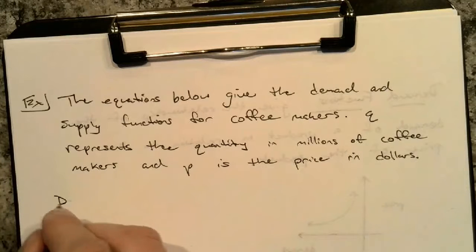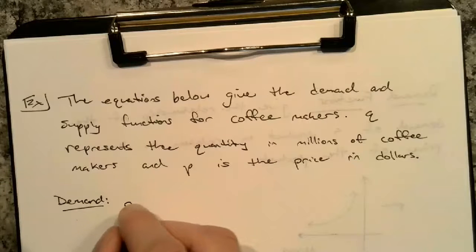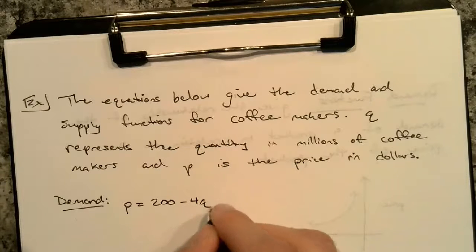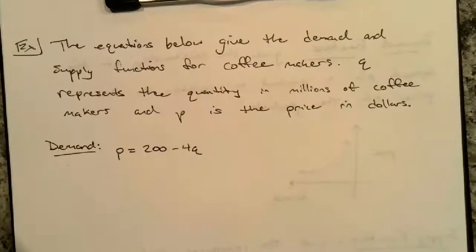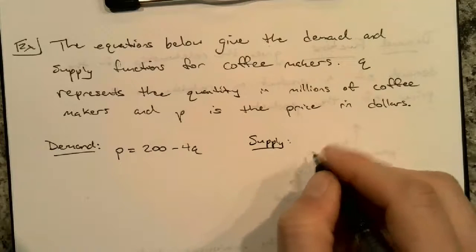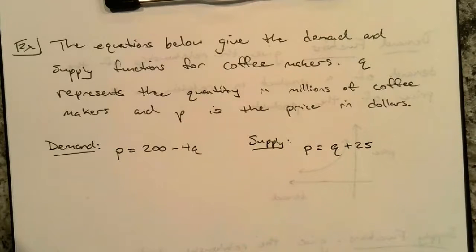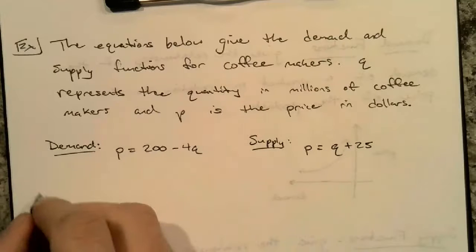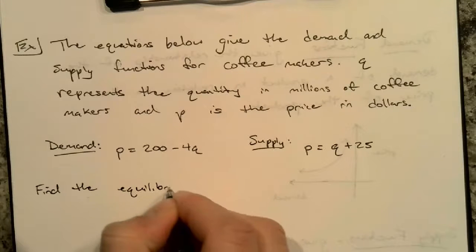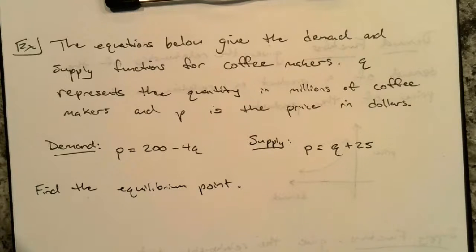So the demand curve has the function P equals 200 minus 4Q, and the supply curve has the function P equals Q plus 25. And the question is actually going to ask us to find the equilibrium point. So we really want to find the equilibrium point here.